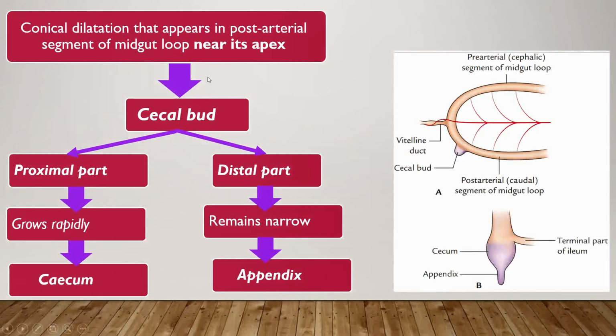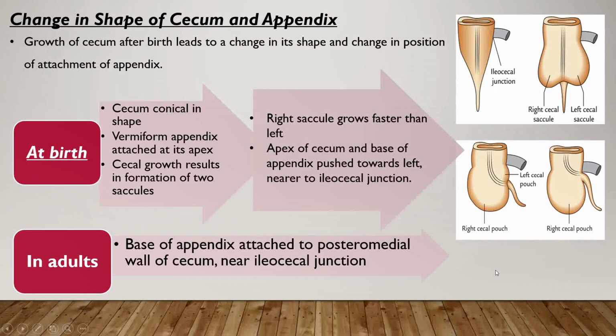Now development of cecum and appendix. There is a conical dilatation that appears in the post-arterial segment of the midgut loop near its apex, that is known as the cecal bud. And the cecal bud has two parts, proximal and distal. The proximal part grows rapidly and is going to form the cecum, and the distal part, this one, remains narrow and is going to form the appendix.